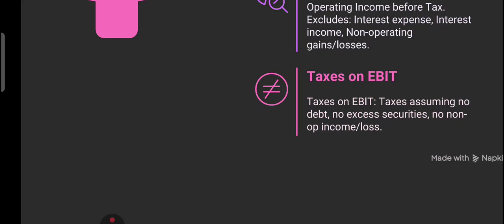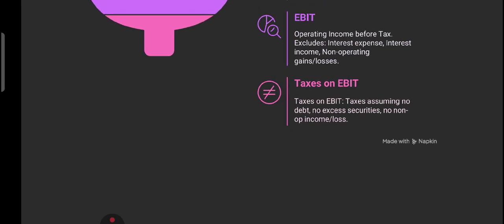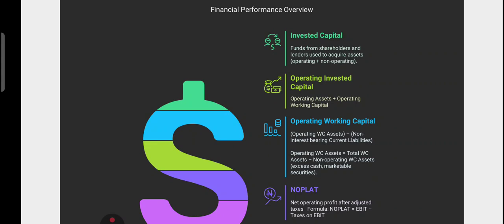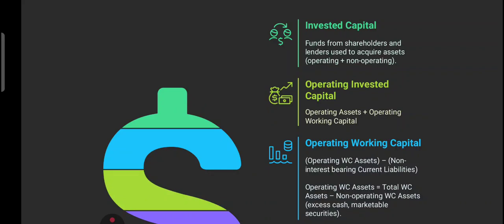And what is the tax on EBIT? This is the theoretical tax a business would pay if they had no loan, no extra cash lying around, no weird gain or loss. It gives a pure view of tax impact on operating profit. So in short, let me summarize the 5 parameters we have just gone through. Invested capital, gets the machine running. Operating invested capital powers daily work. Working capital keeps cash flowing. EBIT, earnings before outside cost. NOPLAT, real business profit after tax. And tax on EBIT is what the taxman theoretically takes.